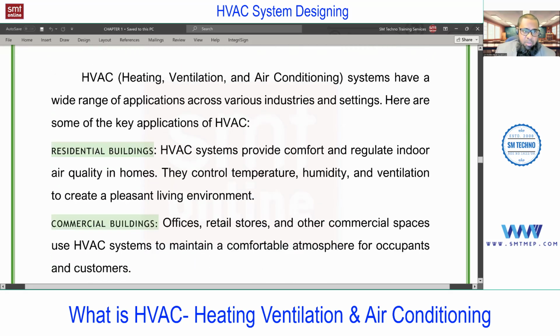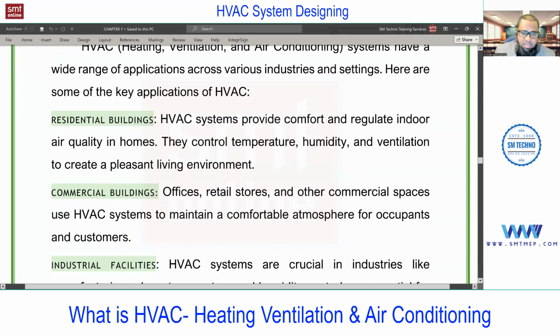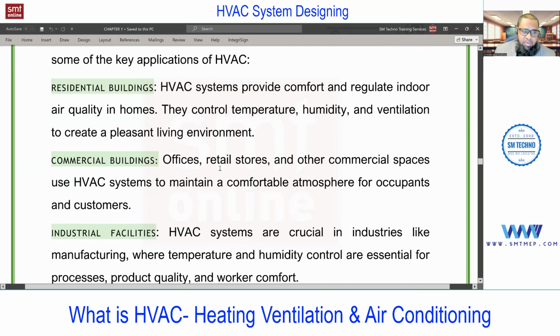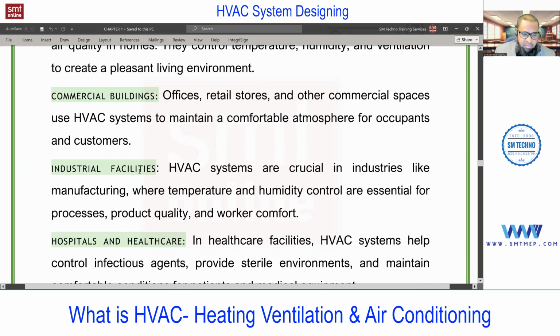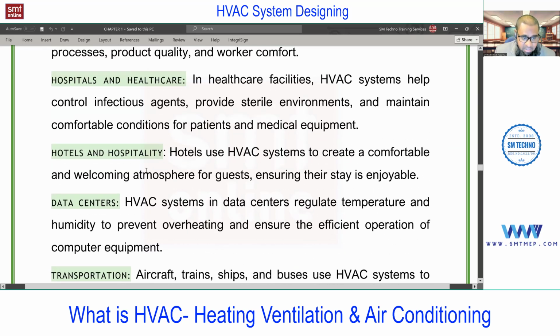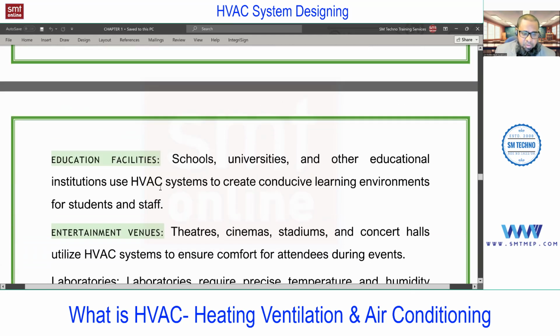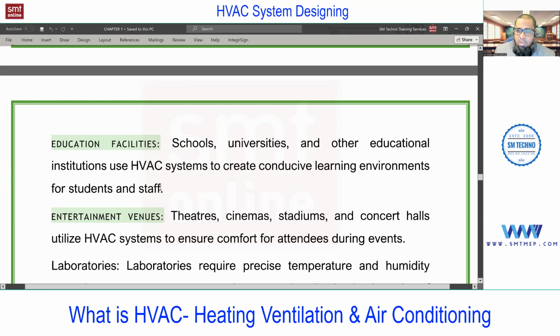Now if you talk about this application, as I said at the beginning of the session, air conditioning or HVAC is used in residential, commercial, or industrial. The list will continue. Later, I'll share these notes. You can read all the points. I'm just giving the highlights. So in residential buildings, commercial buildings, industrial for process control, hospitals, healthcare, hotels, or data centers. This is a common example. Transportation. The list will continue. So in short, in almost all applications, including automobiles, you'll find air conditioning.